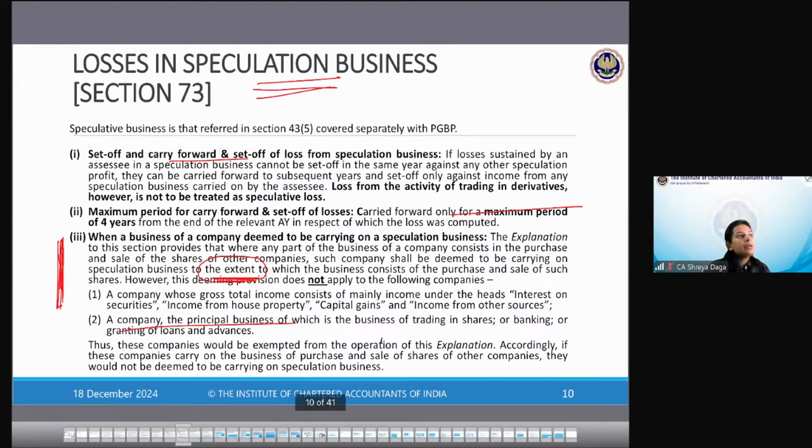What is an investment company? Investment company is that in whose GTI, whose main sources of income are interest on securities, income from other sources, income from house property, capital gains. Okay, investment income. Their main work, they don't do any other hardcore work. They are not an operations company. They are an investment company.